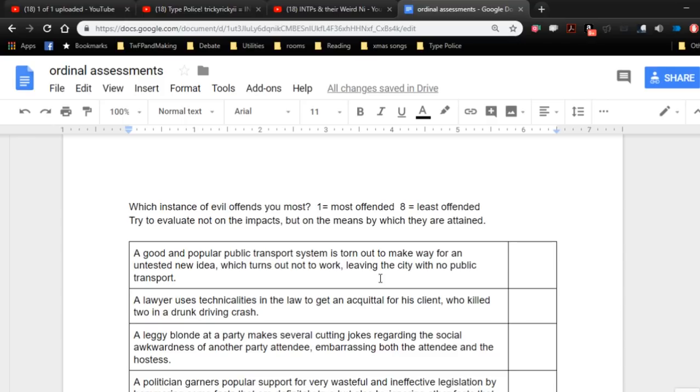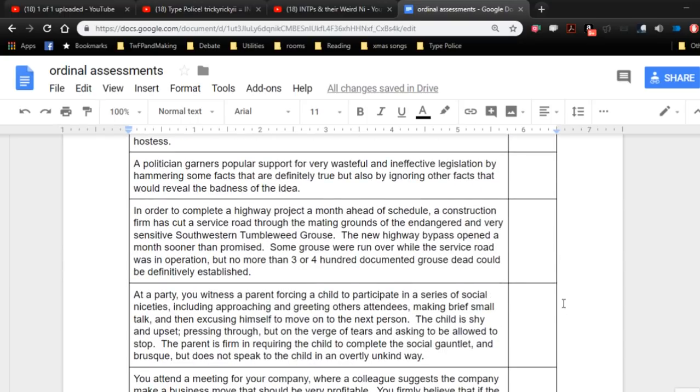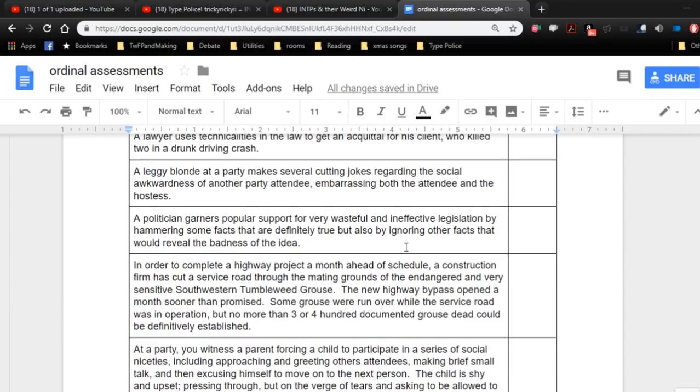If you care a lot about other people's social comfort, then you'll find the third one very offensive. If you care a lot about how the truth is used or abused, you care a lot about the fourth. If you care a lot about prioritizing legitimacy over efficiency, then you'll be offended by the fifth one here, or the sixth one, or whatever it is. I guess that's the sixth one.